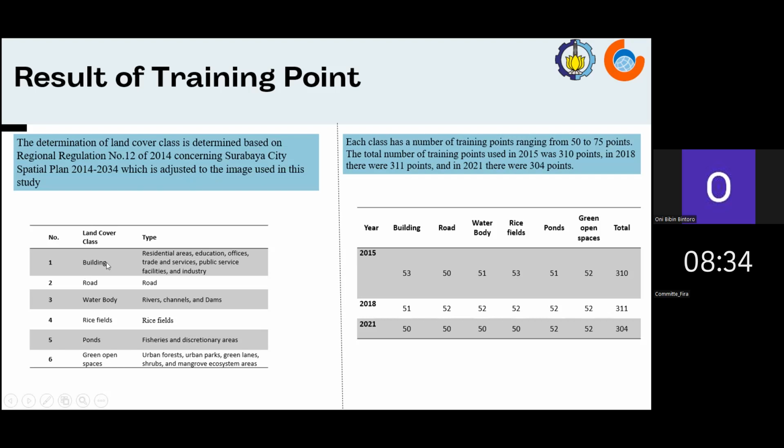This is the land cover class: building, road, water body, rice field, pond, and green open space. This is the type and classification. Each class has a number of training points ranging from 3 to 75 points. The total number of training points used in 2015 was 314, in 2018 there were 311 points, and in 2021 there were 304 points. And this is the distribution.